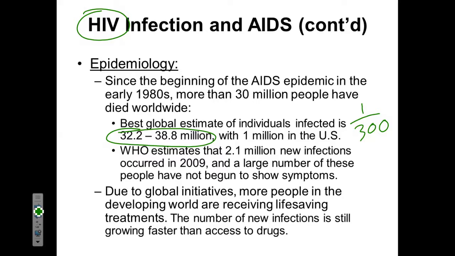Global initiatives right now have meant that many more people within developing countries are receiving life-saving treatments that have prolonged that indeterminate period of time, that have caused the period of time from HIV turning into AIDS to increase. However, the number of new infections worldwide is still growing faster than access to drugs that can combat HIV/AIDS, and the mutation rate of HIV/AIDS is also outcompeting the development of new drugs that can resist or combat HIV/AIDS.